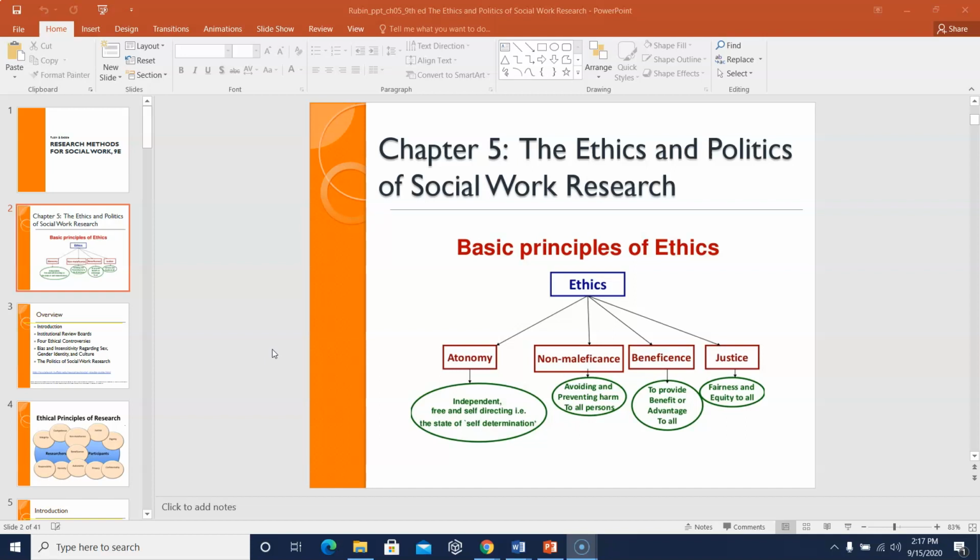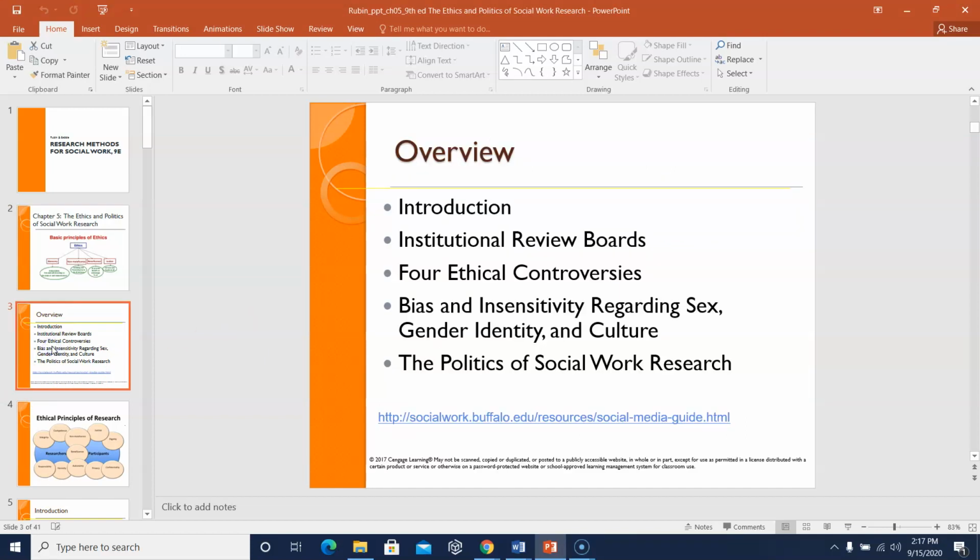Beneficence is that your research, or your work for that matter, social workers are supposed to benefit all, and really mean all. And justice is fairness and equality to all. I'm not going to go into detail; this is just the overview.